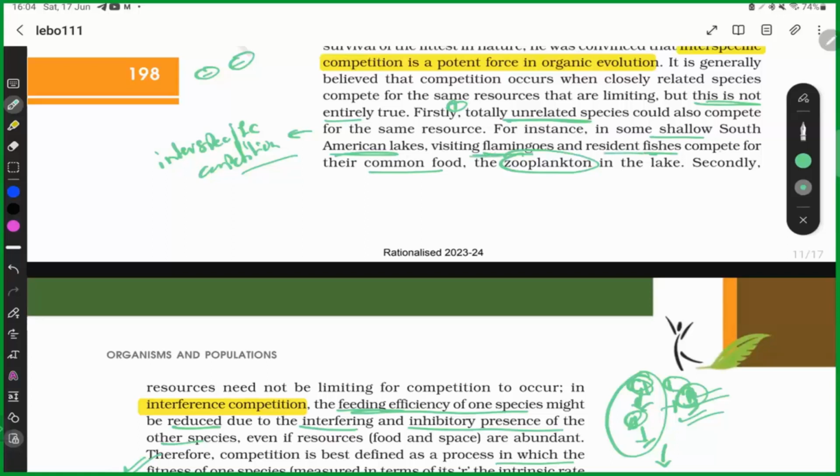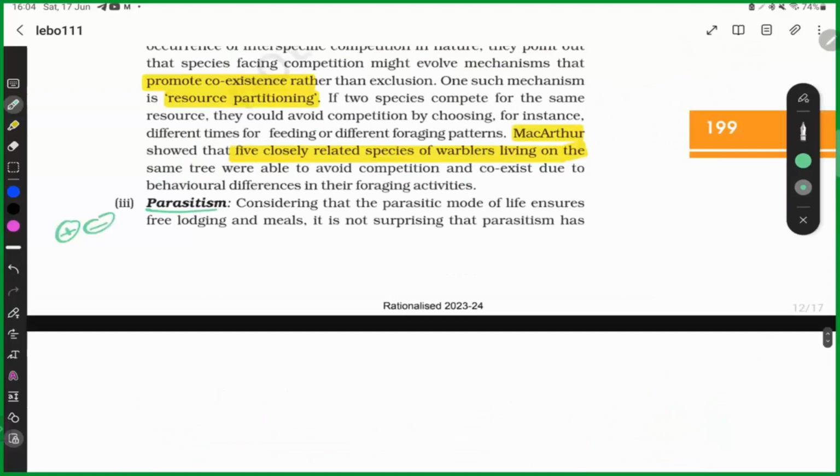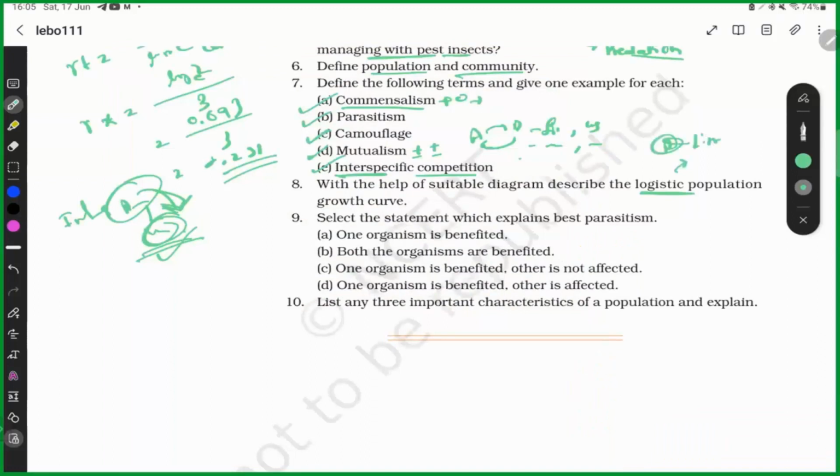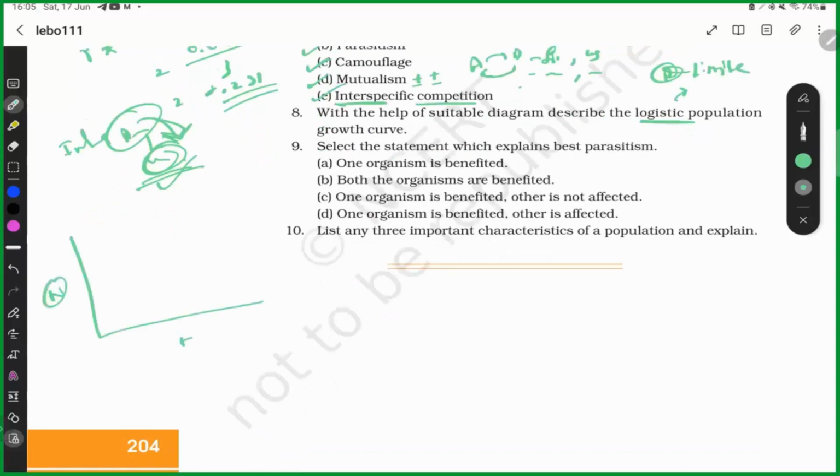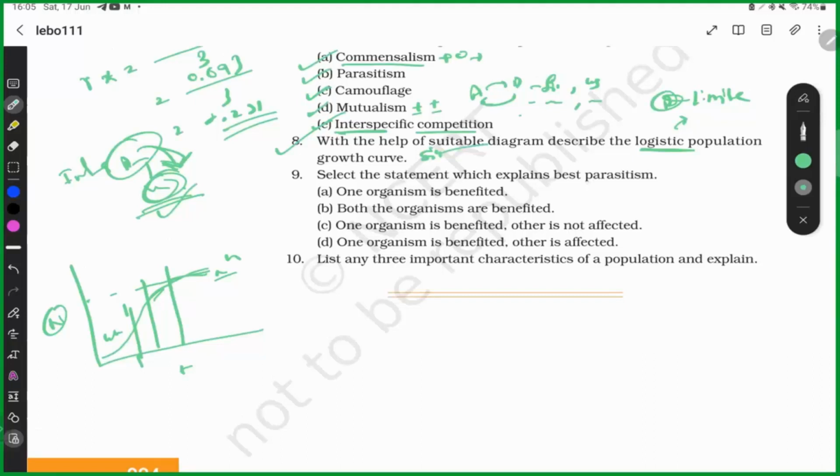Logistic growth means resources are limited. So the curve should look like this: lag phase, log phase, deceleration or declining phase, plateau phase, a sigmoid growth curve. In parasitism, one organism is benefited and the other is not. This is the pattern.